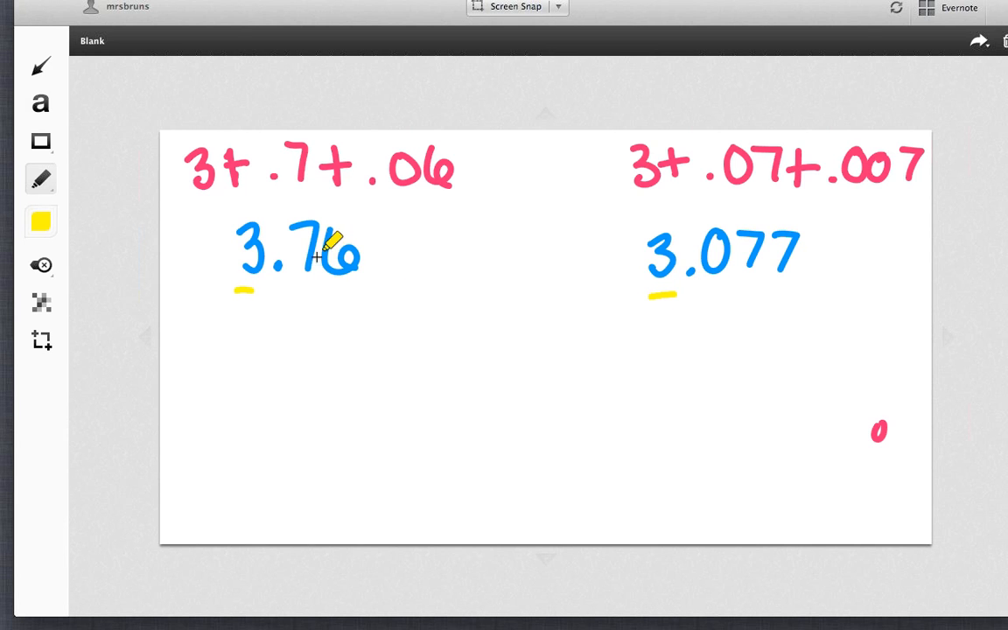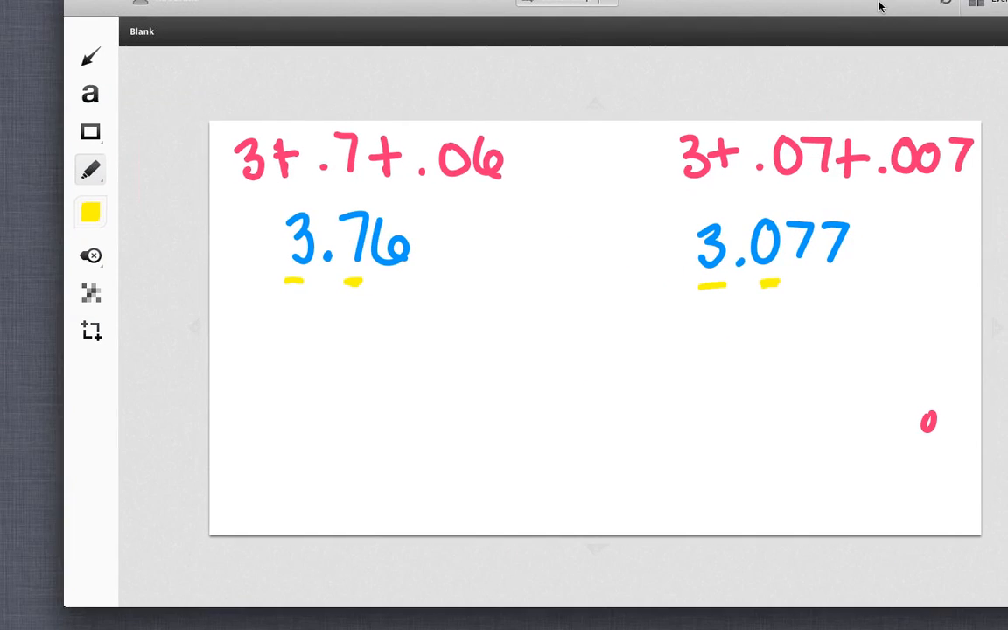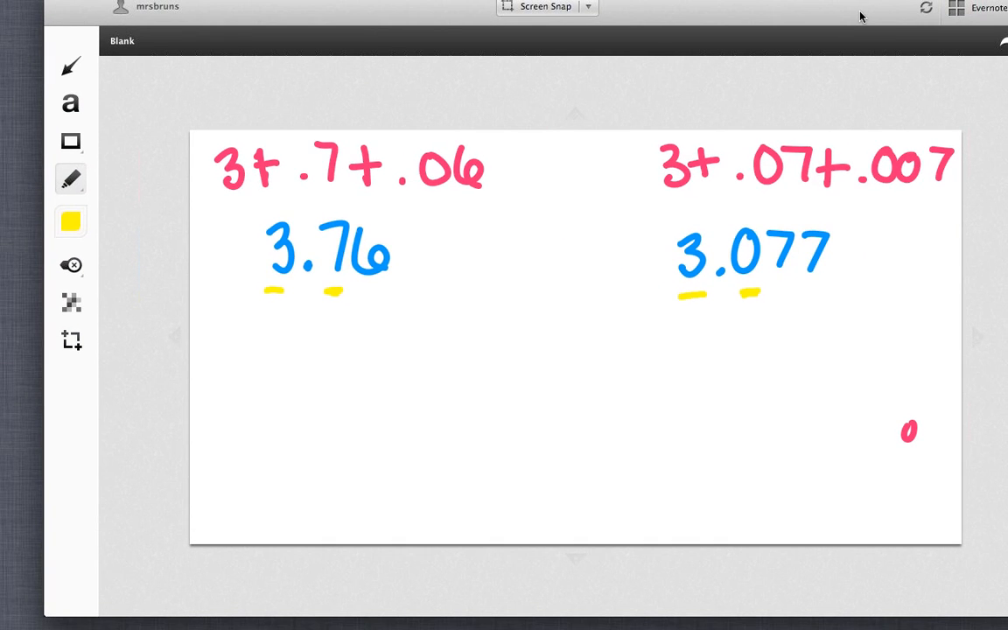So now looking at these two numbers, they both have 3s in the ones place, so we have to move on. We have a 7 in the tenths place, and we have a 0 over here. So which one is the bigger? Go ahead and type into the chat which one would be the bigger of the two. Okay, so you should have recognized that 3.76 would be the bigger of the two.